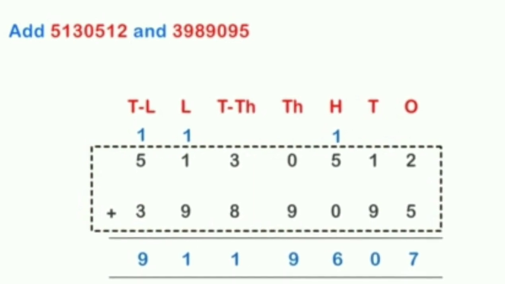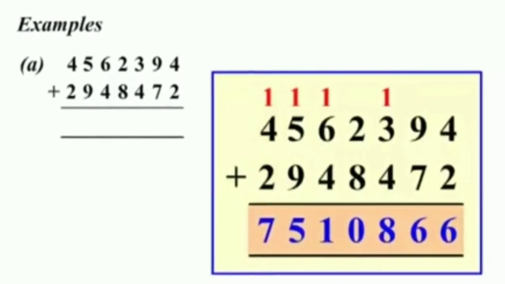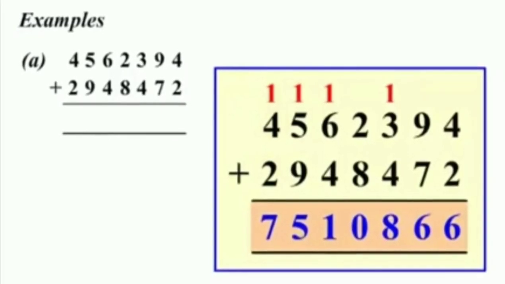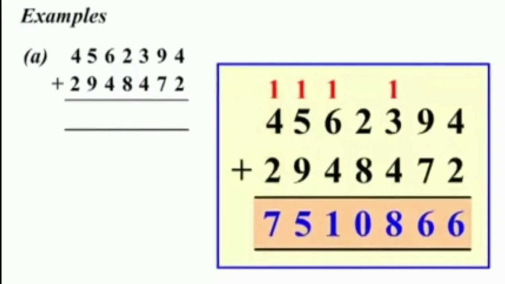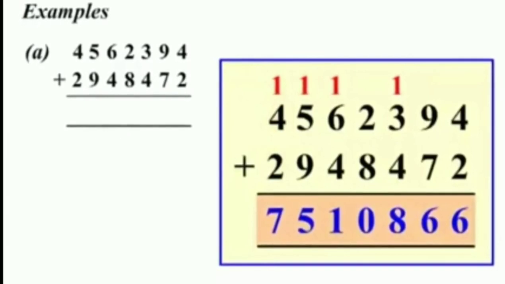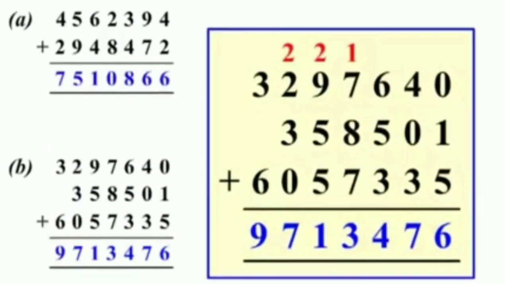We can take other examples also. In this slide I have taken the number 45,62,394 and have added 29,48,472 and I get the answer as 75,10,866.